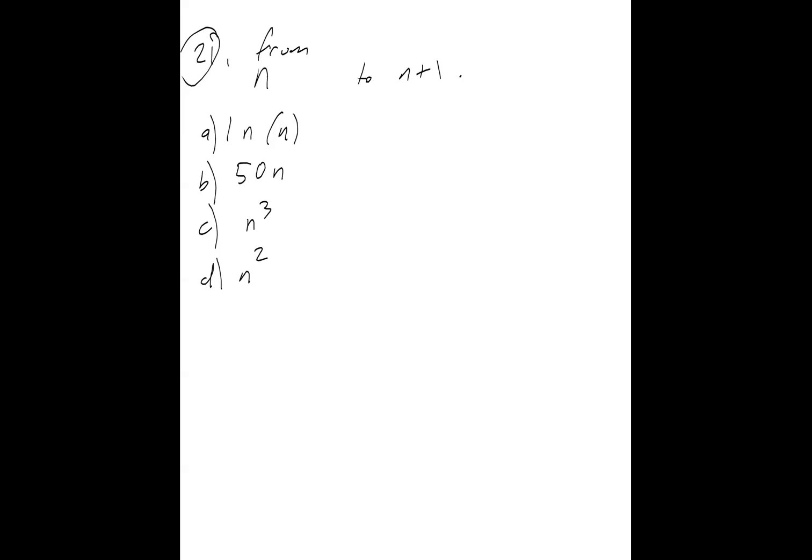And then E says 2 to the n. I'm going to change that to be 3 to the n. And then F, it says 2 to the n squared. I'm going to change that to be 3 to the n squared. And then G, it says n factorial. I'm just going to leave that one. What can I do to change that one? I'm going to leave that one the same. I'll give you a freebie, okay?